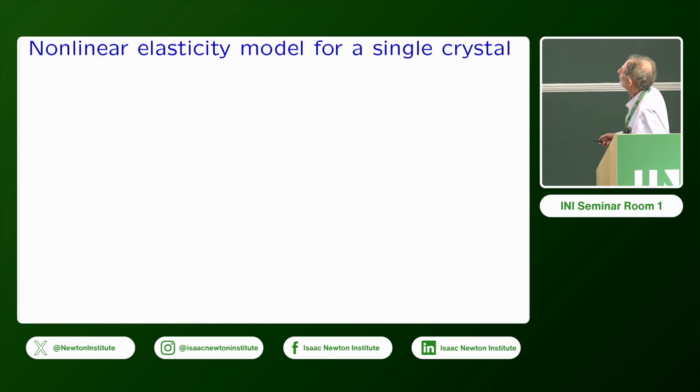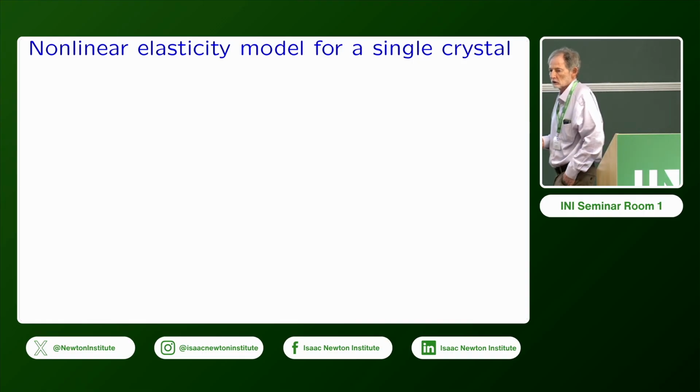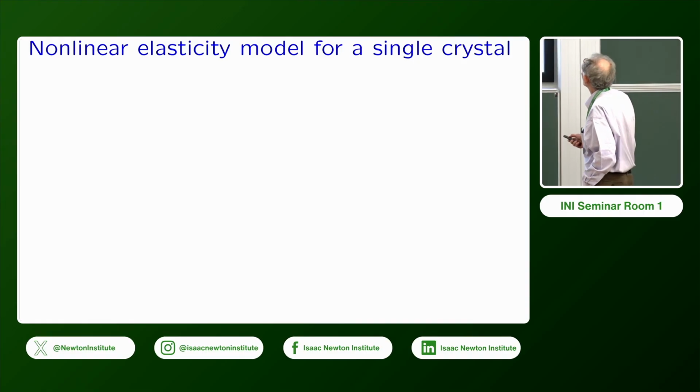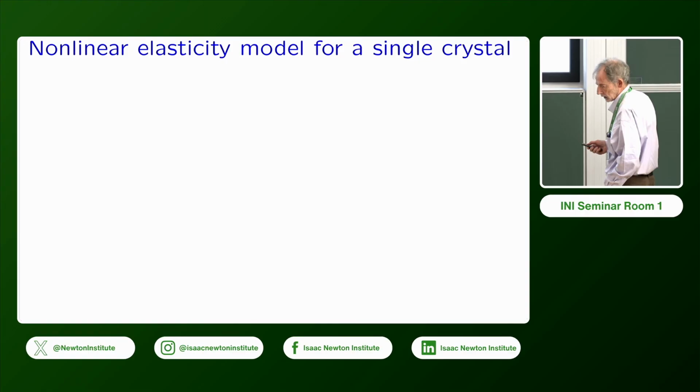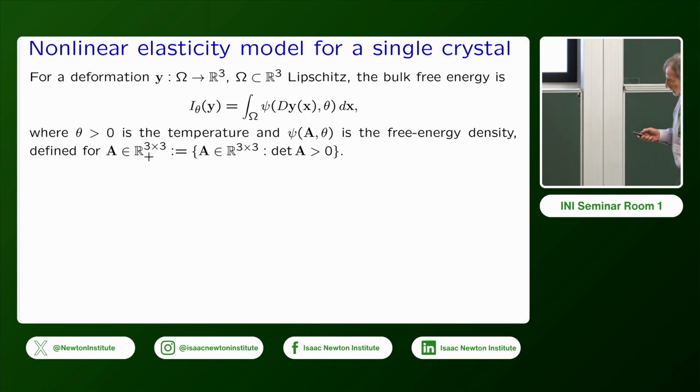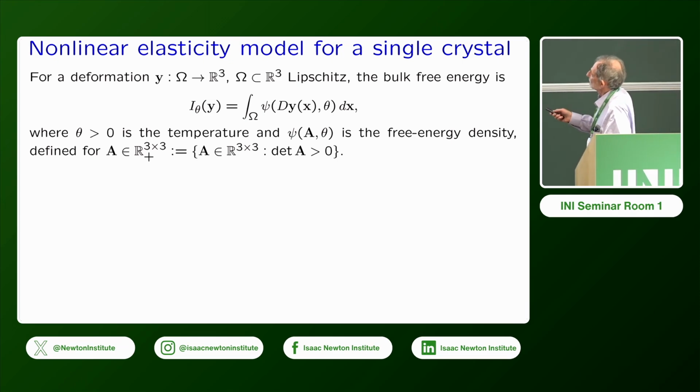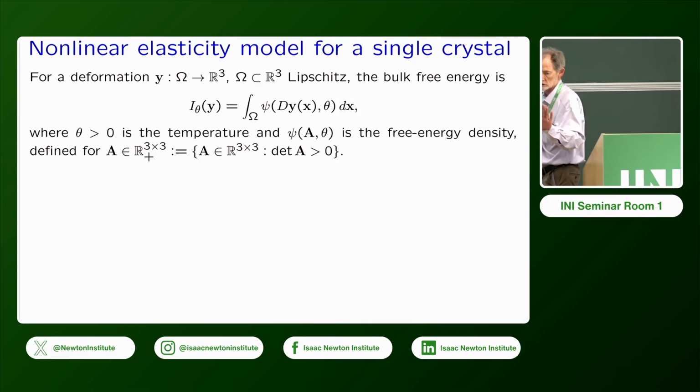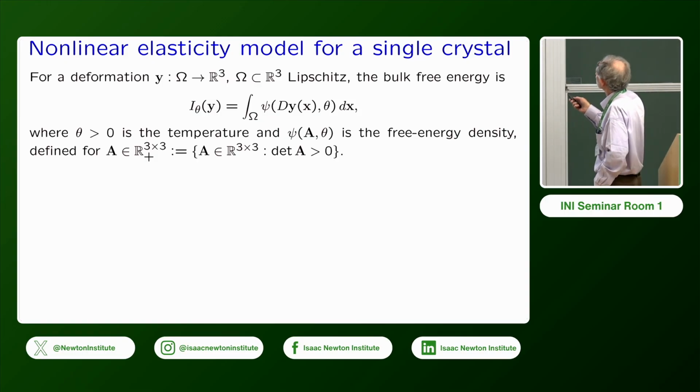Okay. So now we're going to use a nonlinear elasticity model for this, and I show you the model for a single crystal. So I just look at one of these grains. We have the crystal in its reference configuration Omega, some bounded region of R^3, and the deformation of the crystal is given by a map y from Omega to R^3. There's no time in this theory, unfortunately, so it's entirely static.